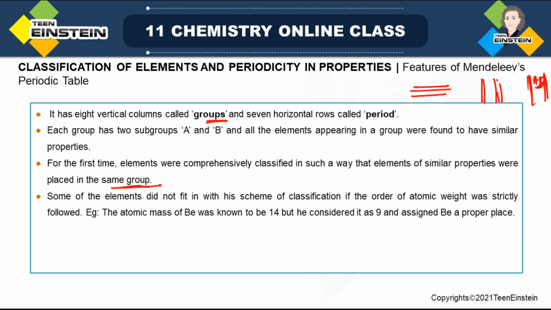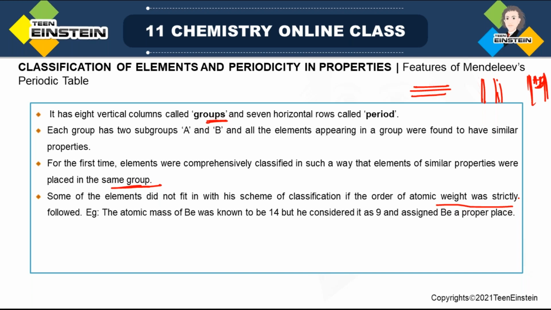Now, some of the elements did not fit in with his scheme of classification. As it is based on the atomic weight of the elements, if you follow the atomic weight strictly, suppose there is some value after the decimal, if you follow it strictly, not the nearest atomic weight or something like this, it is observed that some elements do not fit.